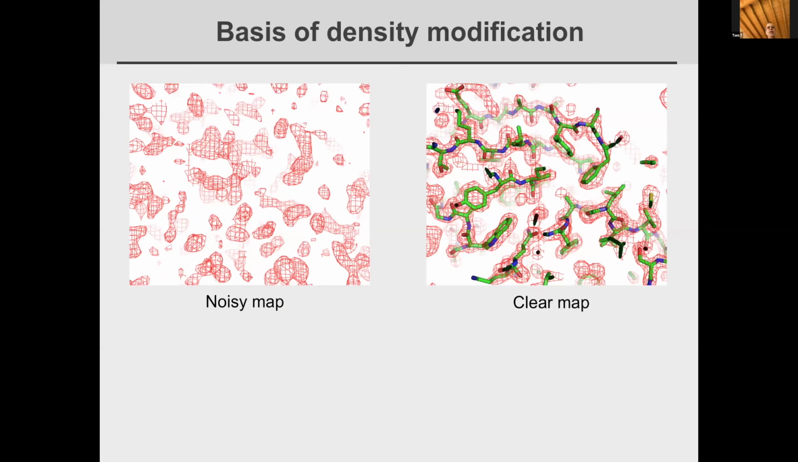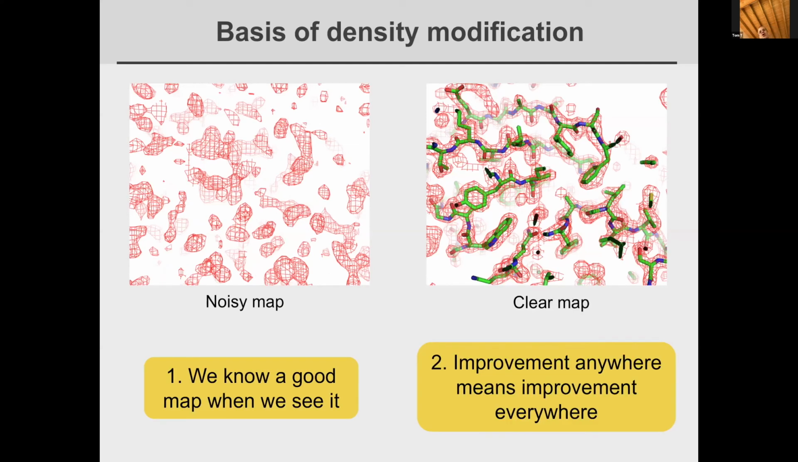Okay. So how do we know? Yeah, let's stop here. So I'm claiming we know a good map when we see it. And then a second aspect of this density modification, and this is just totally crucial, and it's true for crystallographic maps because they come about with pretty accurate amplitudes and not very accurate phases, is that if we improve the map anywhere, that improves the map everywhere. And it's a fundamental thing. So we know what's good. We know what's good if we see it.